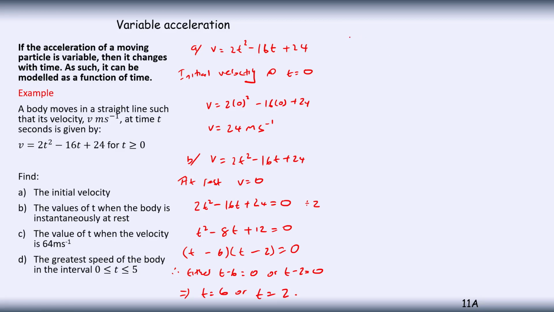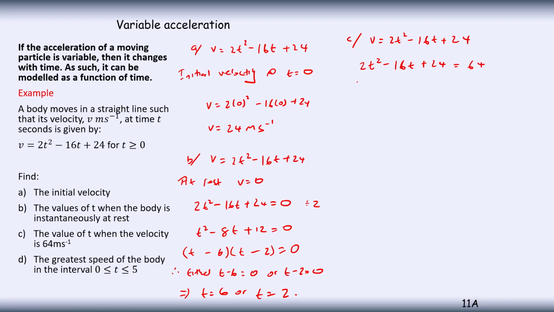For part C, I want to find the value of t when the velocity is 64 meters per second. So let's write our formula. v is equal to 2t squared minus 16t plus 24. So when velocity is 64, that means our formula 2t squared minus 16t plus 24 is equal to 64. It's easier if we write it this way around: 2t squared minus 16t plus 24 is equal to 64.